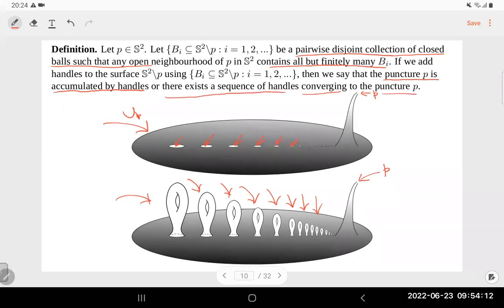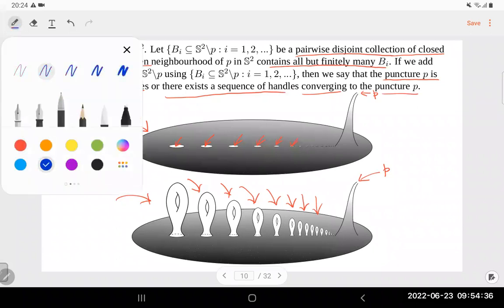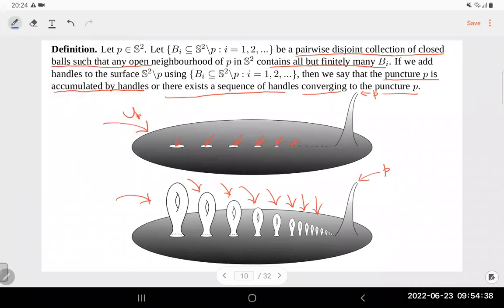Or there exists a sequence of handles converging to that puncture. Well, you just notice that I am deleting a puncture. I consider a sequence of balls converging to that puncture. I remove the interiors of these closed balls. Then I add one whole torus along the boundaries. This is the idea. But why am I considering only a puncture point, not an ordinary point? An ordinary point means a point which is on the surface.